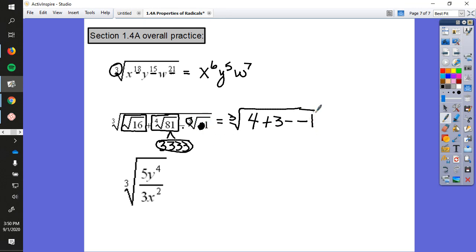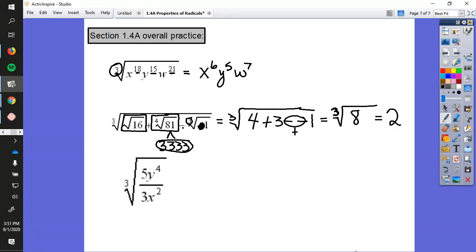So now what I have is the cube root of, let's see, 3 plus 4 is 7, and then double negatives make another one, so we get 8. Oh my goodness. And then the cube root of 8 breaks down to be a 2. So that works out really cleanly.